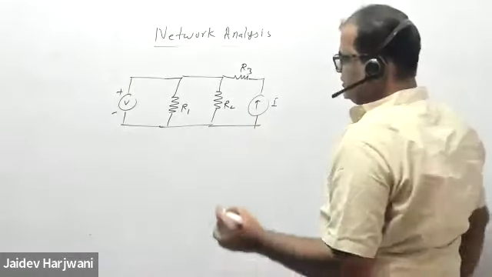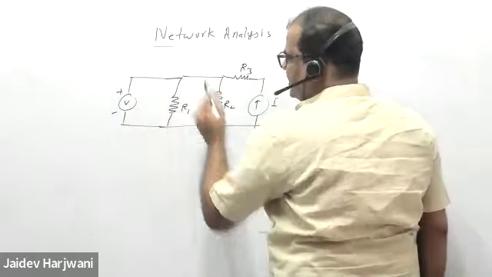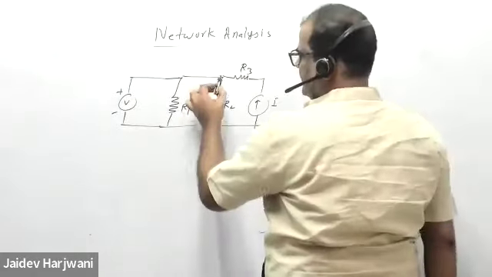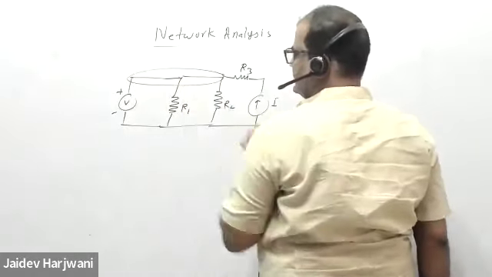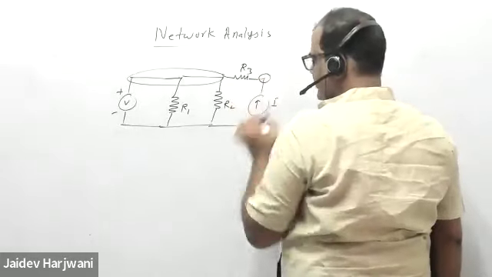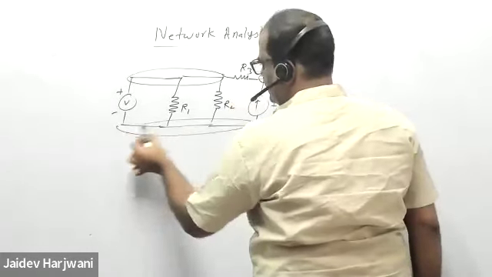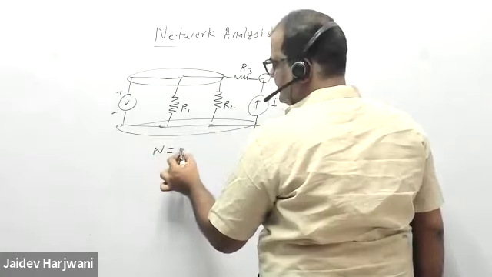So these are short circuited, so these are not separate. This is a single node. This is the first node, this is the second node, and this is the third node. So n is equal to 3 for this circuit.